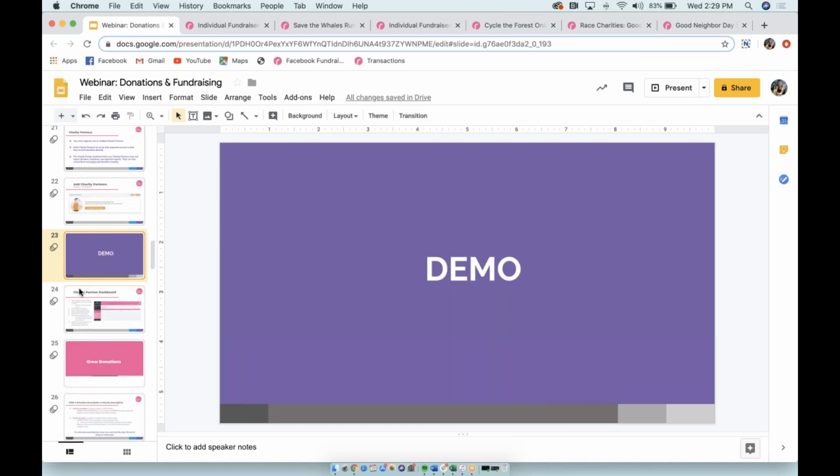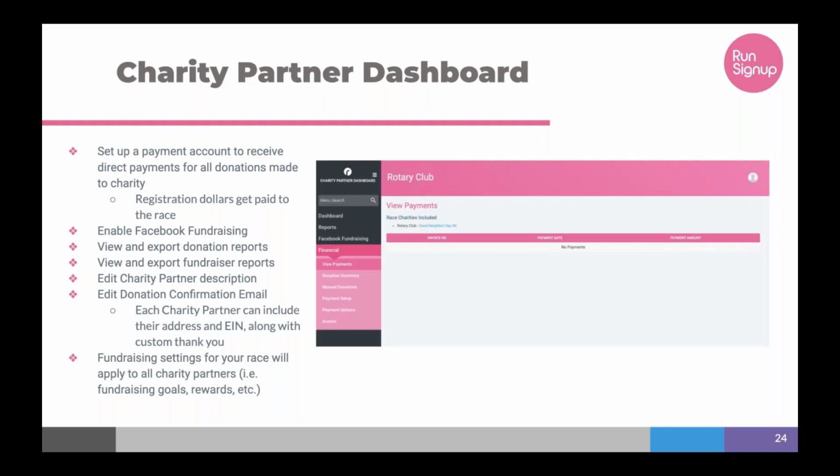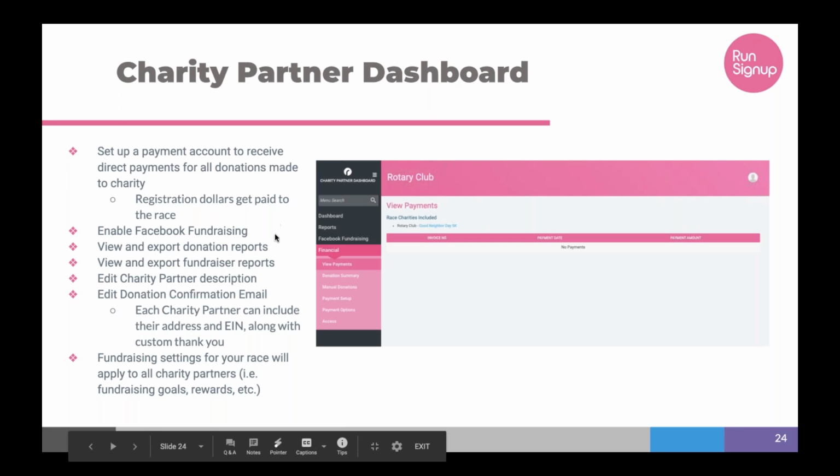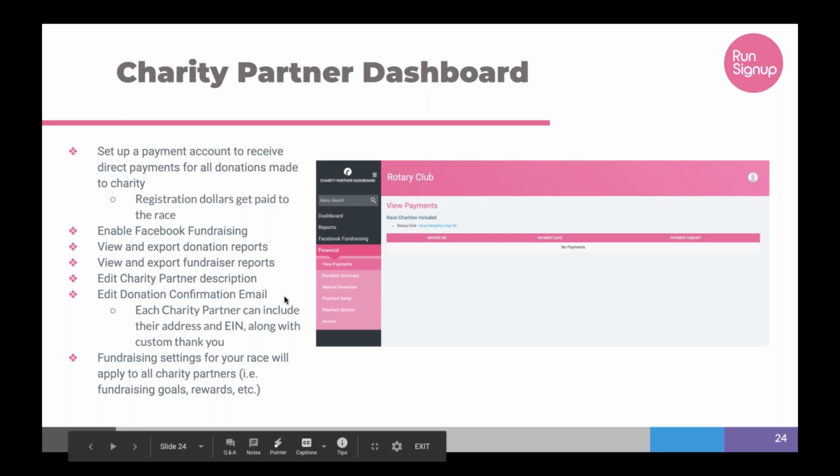I'm going to come back into here so I can show you what the dashboard looks like. So you just saw me add the Save the Cats charity, and I invited Bob to accept that invite because he's in charge of that charity. So he received an invite in his email, and it linked him to set up and claim this charity partner dashboard. So this is separate than your race dashboard. It's just for the charity to see. And then this is the functionality that they get to do with this dashboard.